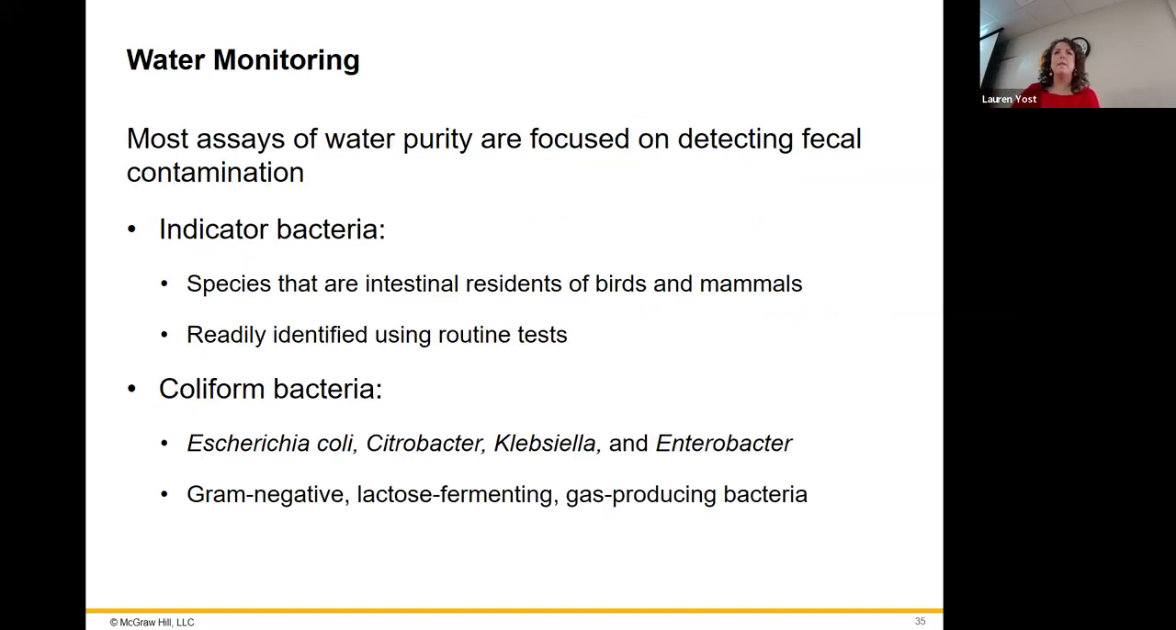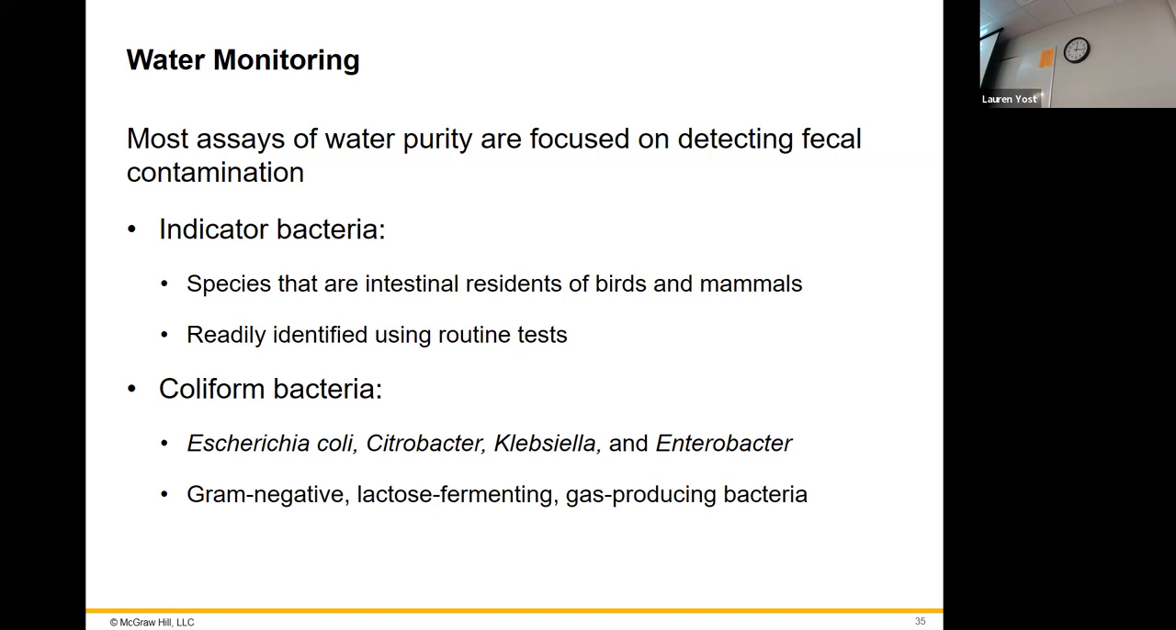So what they do is they use these indicator bacteria, which are normal species in birds and in mammals and people, everything, things like E. coli, normal E. coli, and Klebsiella and stuff like that. Like it says here, these are coliform bacteria, Enterobacter, Citrobacter, all of these. They are gram-negative, lactose-fermenting, gas-producing bacteria. They just are gut bacteria, right? And basically, you're going to be testing your water samples for these.